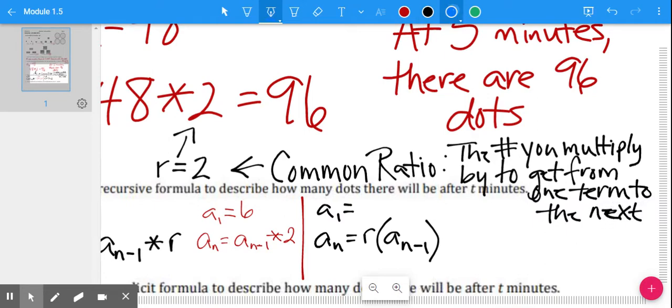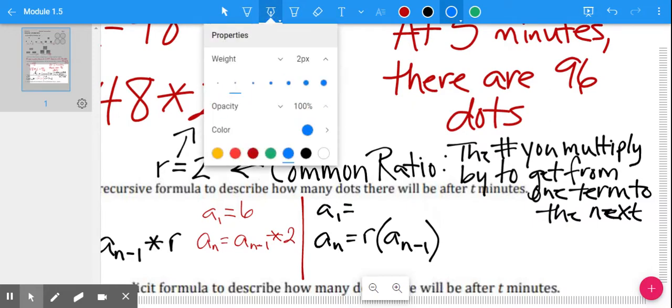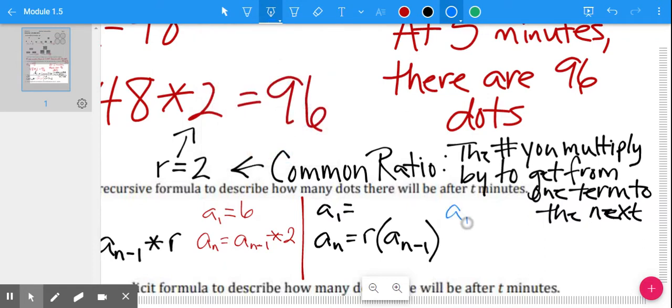So in this case, if we rewrote it the other way, again, it's the same thing. It's just a different way to look at it. So your first term is still 6. So a sub 1 just means the first term. In the first minute, there's 6 dots. And then a sub n equals, your ratio is 2 times a sub n minus 1. Sometimes you'll see that a sub n minus 1 in parentheses like it is on the formula I wrote. Sometimes you'll see it where it's just a coefficient. Either way is fine.